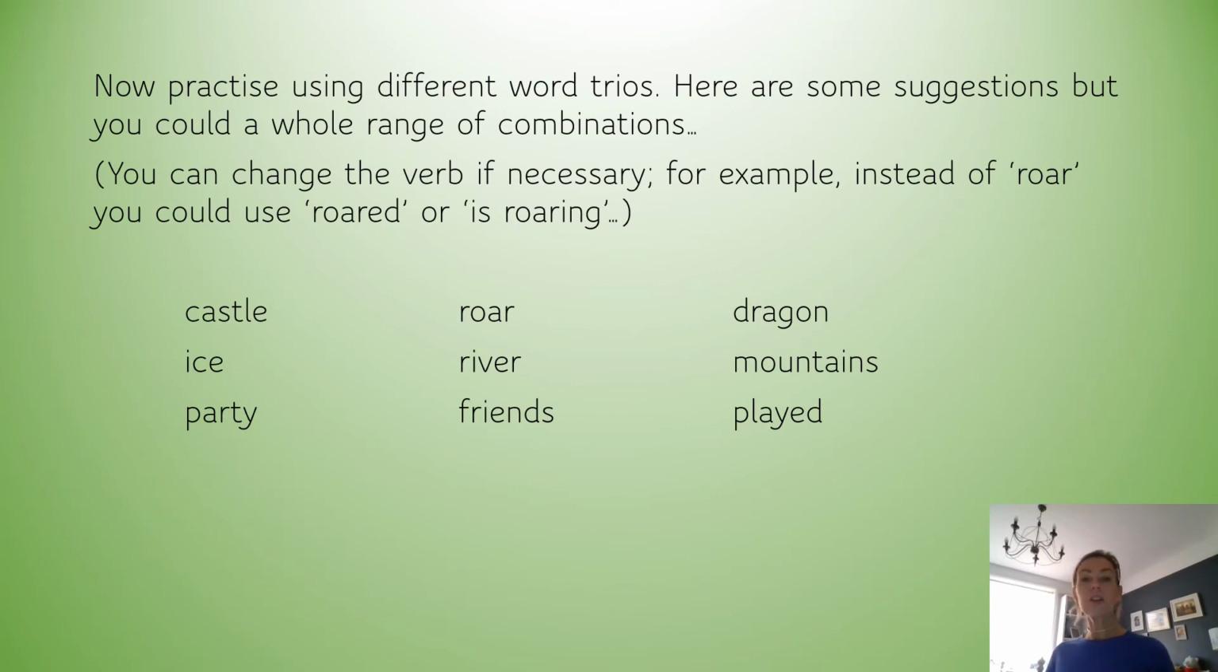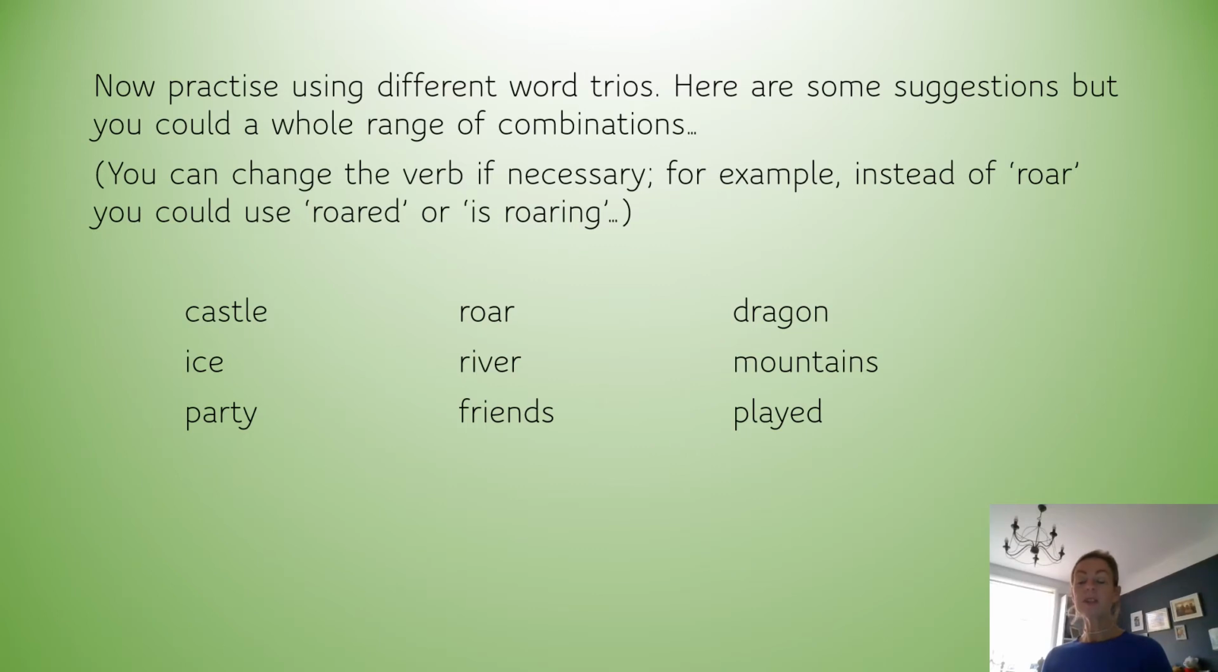Okay, so I've given you some different word trios here. These are some suggestions, but you could use a whole range of combinations. And you can change the verb if necessary, because I know the verb doesn't always fit in these situations. So instead of roar, you could use roared, or you could use roaring. Okay, so your first sentence, you've got castle, roar, and dragon. What springs to mind? The dragon roared in the castle.